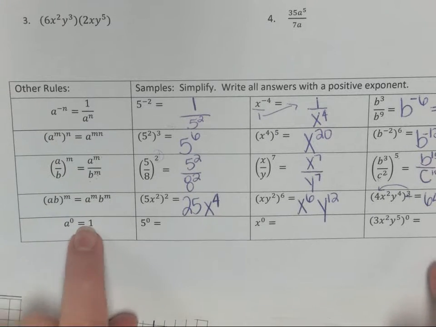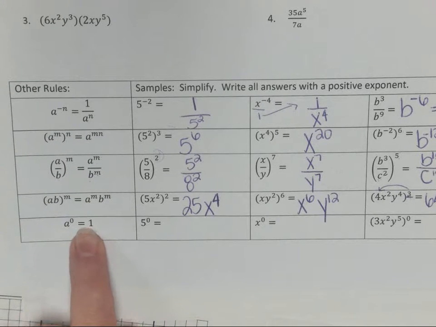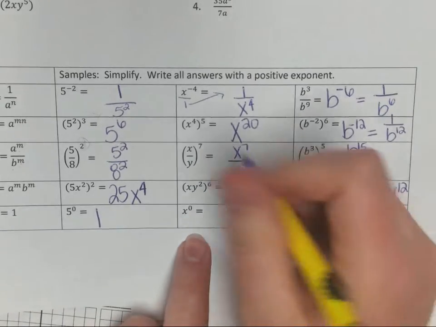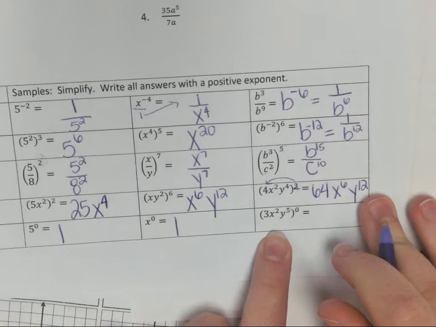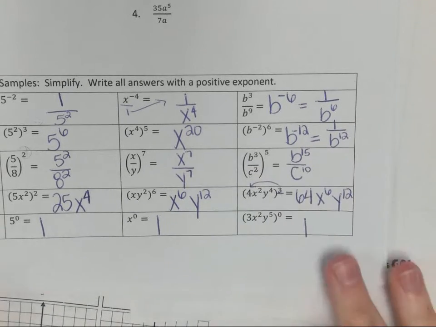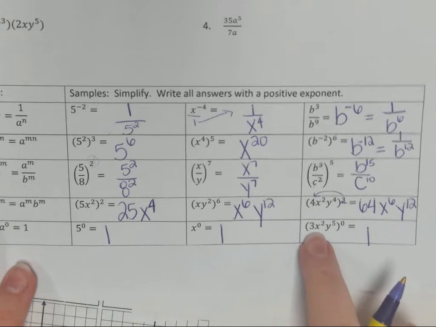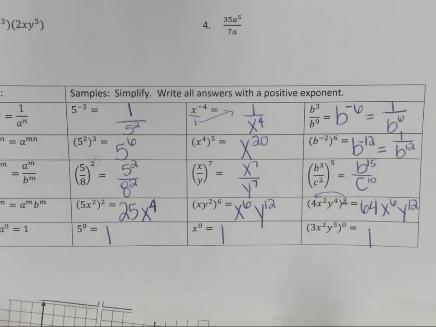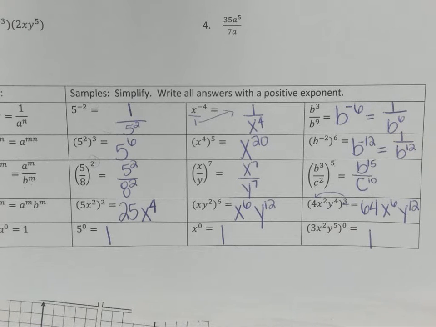Okay. Anything to the 0 power is 1. 5 to the 0 power is 1. x to the 0 power is 1. x squared, y to the 5th, all to the 0 power is 1. Guys, this is like the most helpful rule ever, and a lot of people miss it. Everything's 1 when it's to the 0 power. It doesn't matter if it has like the biggest number.